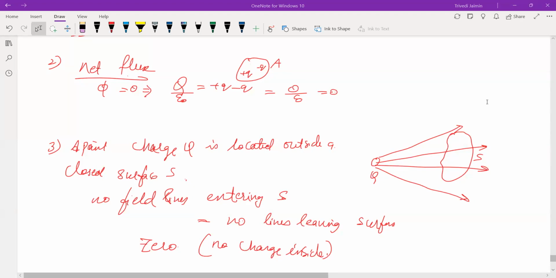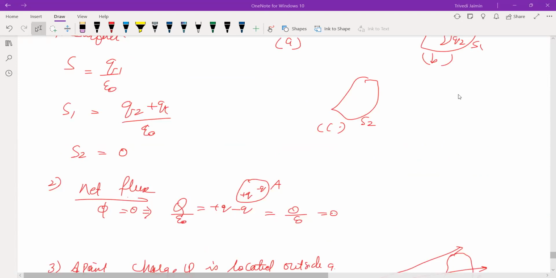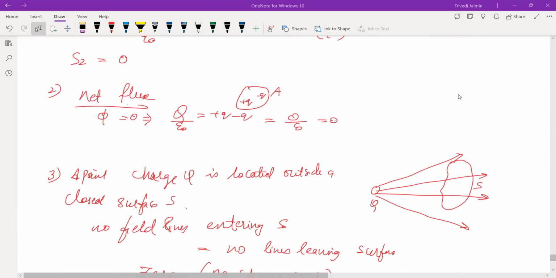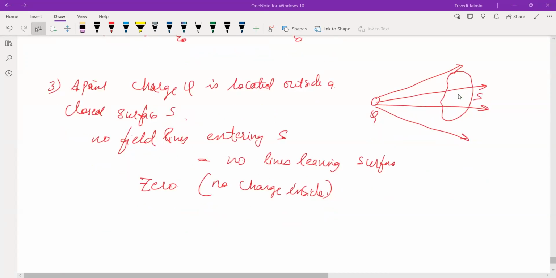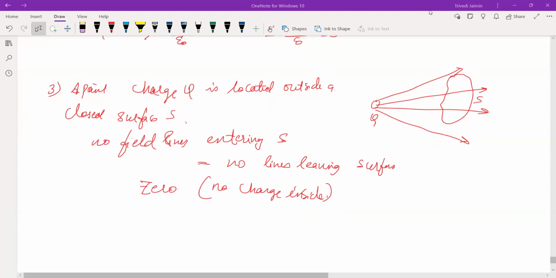So the number of lines leaving the surface will be 0, because in that surface itself there is no charge. Because in the previous condition what we wrote, net flux is 0. Sorry, not this one, the previous one, S2. There is no charge inside, so flux is 0. So it will be the same. It will be no change. That means 0 flux. Understood this one? Guys, these 3 points you understood? Yes, sir. Okay, easy.